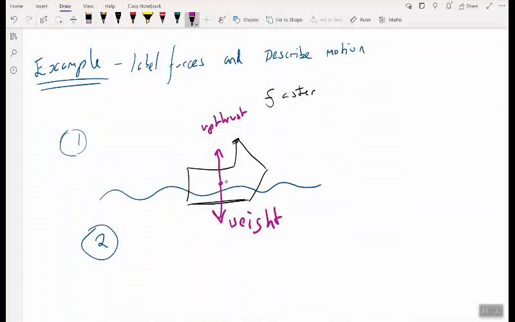Now it's getting faster, so this time I need to make sure I've got a bigger force going forward, and now that would be thrust. Because a jet ski or a boat is pushing water backwards. And then backwards here, I can call this drag or water resistance. I'll call it drag. Okay, and I've made sure that my backwards force is smaller than the forward force because it's accelerating, it's going faster.